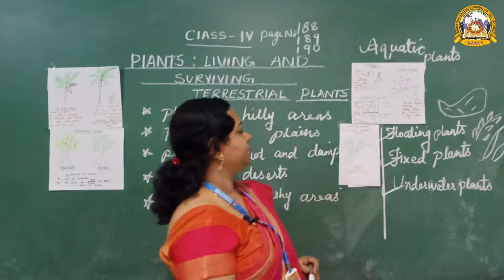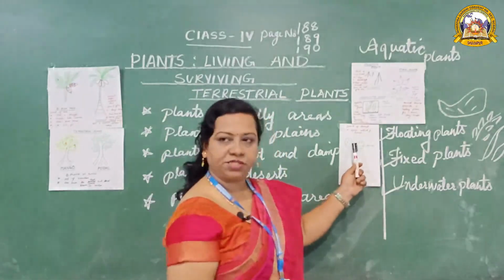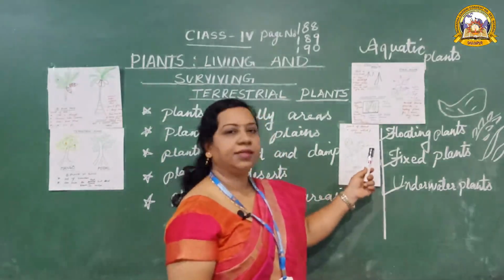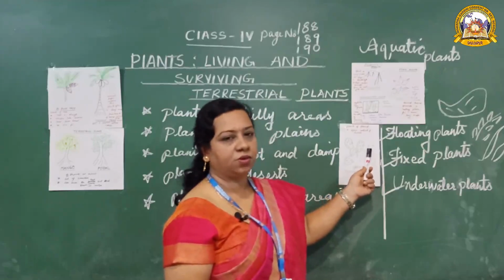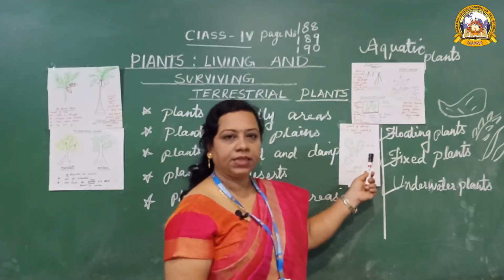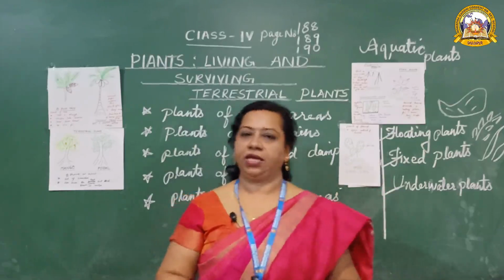They have fleshy stems. See, this is the cactus. It has a stem. This stem is fleshy, green in color. They have spines. What is the function of spines? It prevents the loss of water. Clear? Next one is the plants of marshy areas.